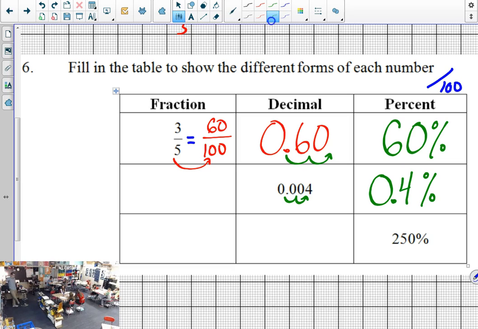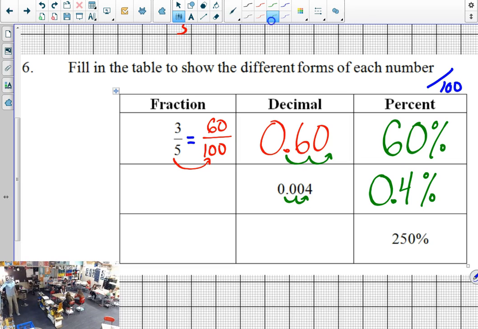Questions on how I got this? How do I read this? Because that's going to help us be able to get to percent too. How do I read that? Eleanor? Oh. Yeah, that's brain fart. Go. Thank you, Ella. 4 thousandths.